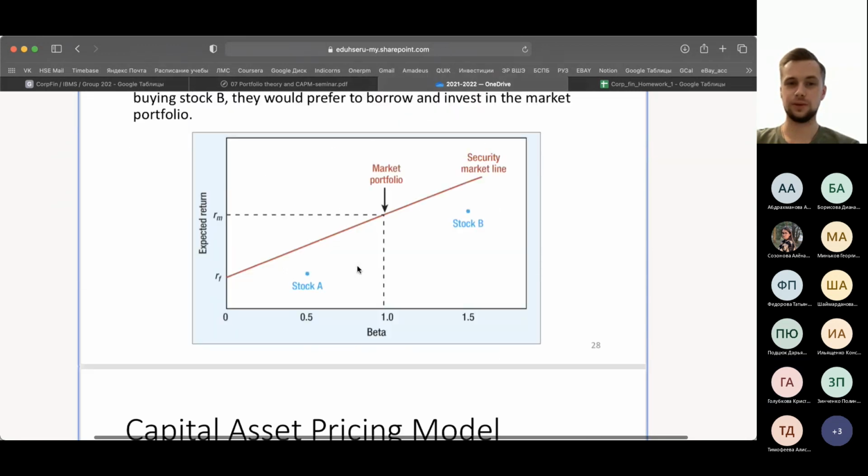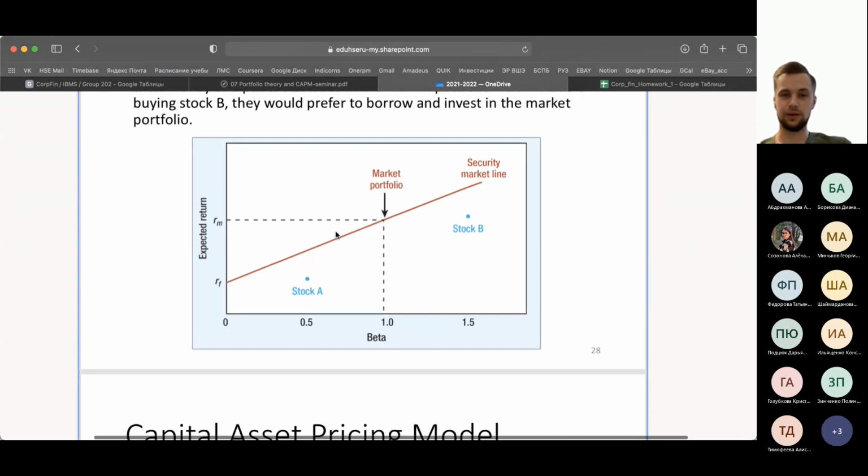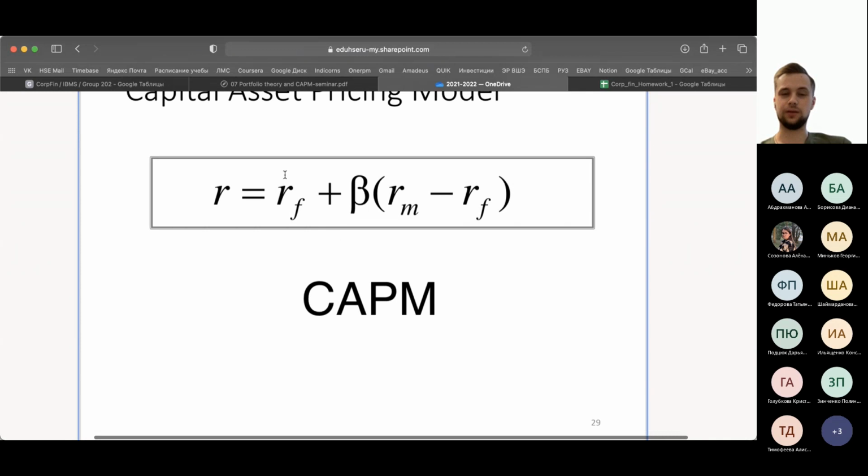Yes. This R with little m is the rate of return of the portfolio which is affected only by market risk. It is the diversified portfolio. No specific risks affect this portfolio, only market risk. And here we have again the risk-free rate, beta, and the rate of return for the portfolio that is affected only by market risk, minus the risk-free rate.